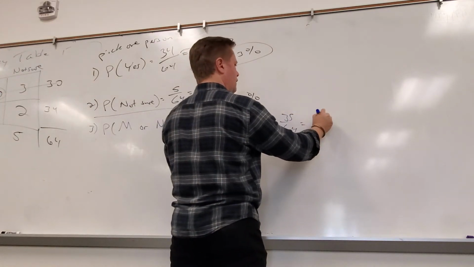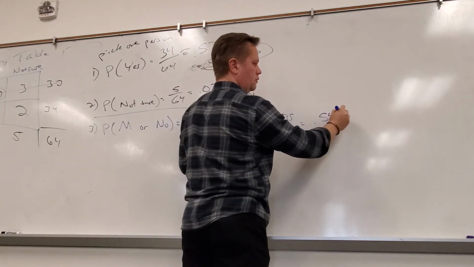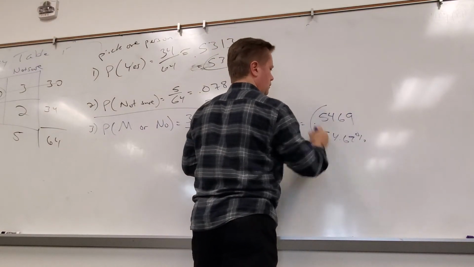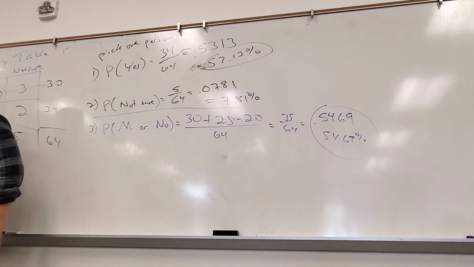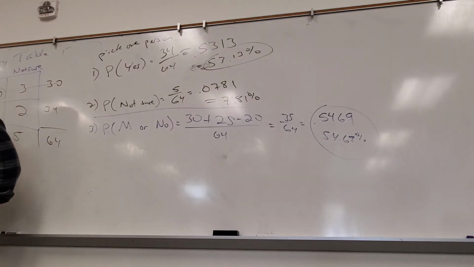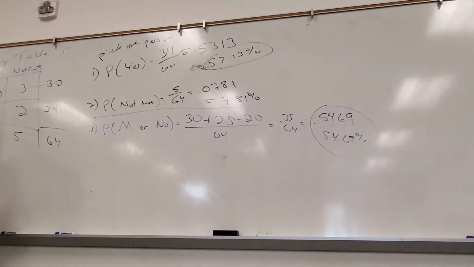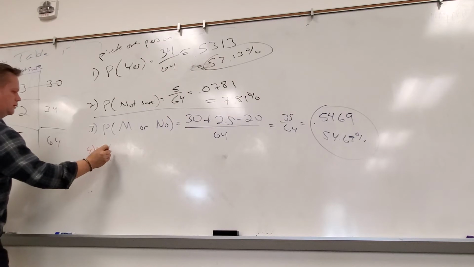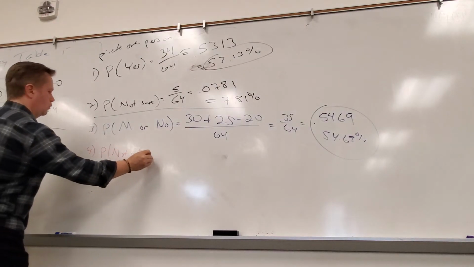54.69%. So 0.5469. 69? Yes. Okay, you guys getting that? All right, so you guys do this one. What's the probability that I get somebody who's not sure or they're a woman?